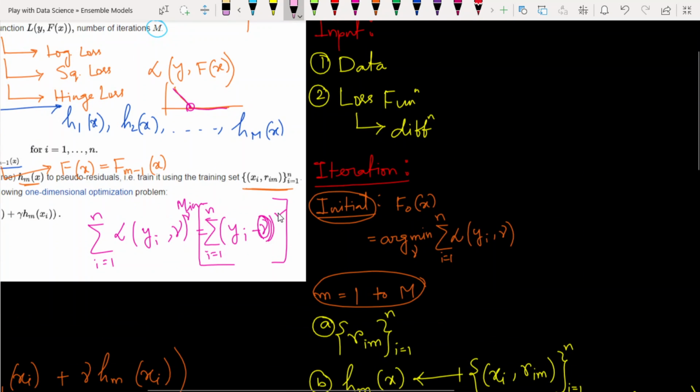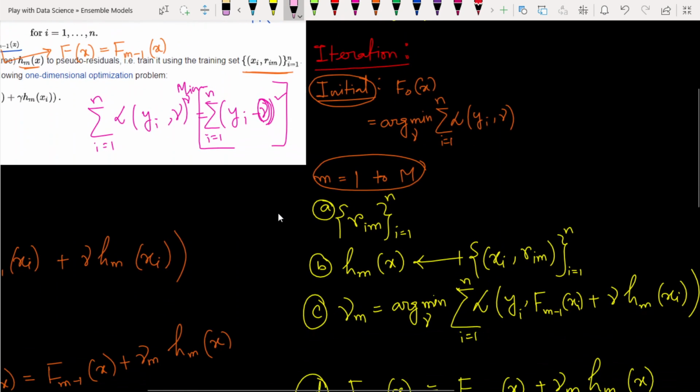These are the simple jobs. First, you have to take the input variables, which are of two types. The first one is the data set, and the second one is the loss function that we have to choose. When choosing the loss function, we have to keep in mind that it must be a differentiable function. Then we start the iterations. Initially we find the arg min of gamma for the initial loss function, and that will be our f_0(x). After finding f_0(x), we start the iterations running from 1 to M, where M is the number of base learners.